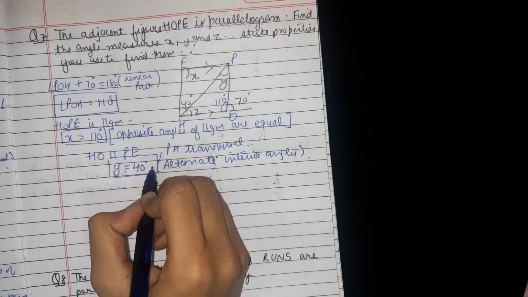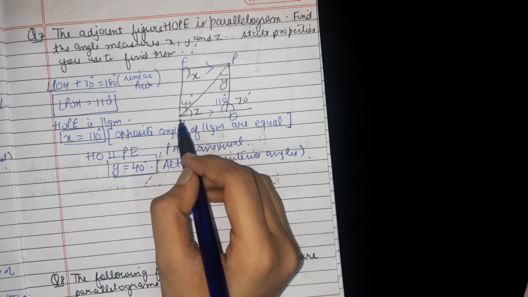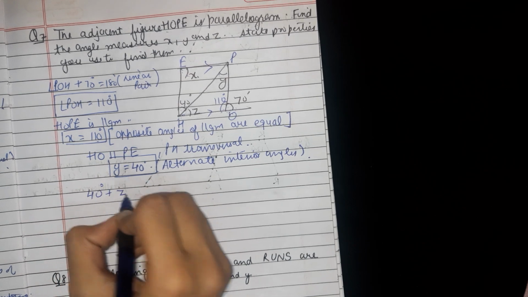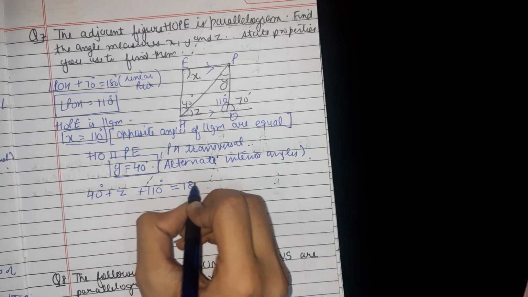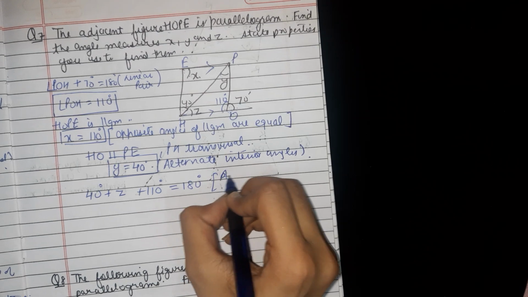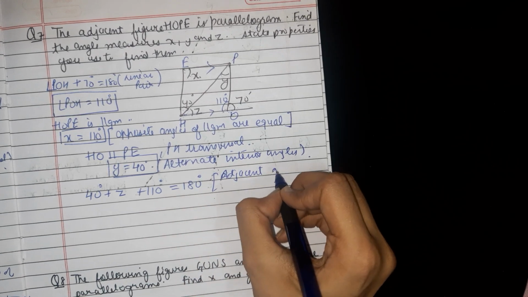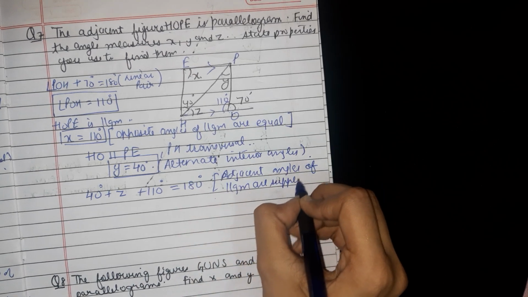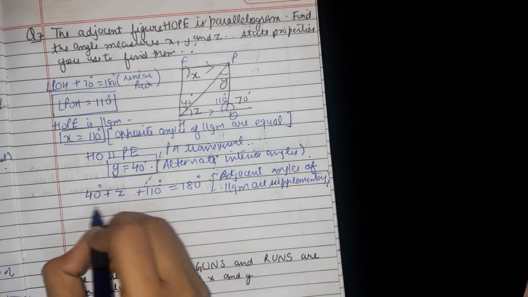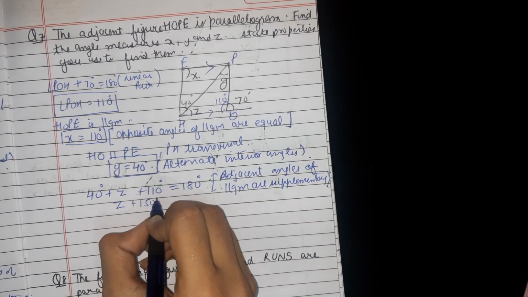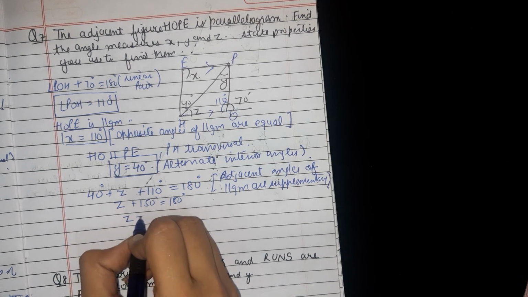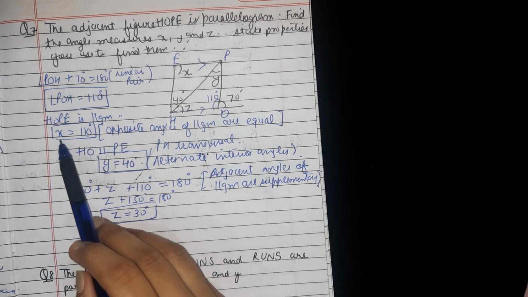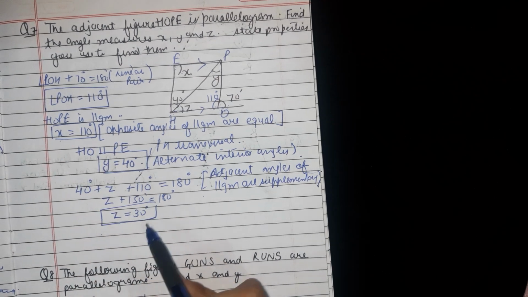And we also know that the adjacent angles of the parallelogram are supplementary. So 40 degrees plus z plus 110 degrees is equal to 180 degrees, because the adjacent angles of the parallelogram are supplementary. So z plus 150 degrees is equal to 180 degrees. So z comes out to be 30 degrees. So we have already found the values of x, y and z. x is 110 degrees, y is 40 degrees and z is 30 degrees.